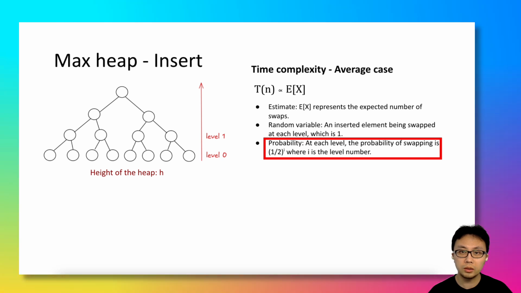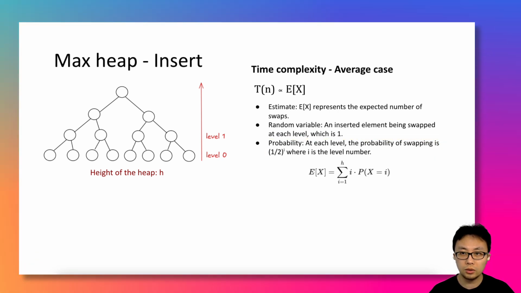Then we will say that at an arbitrary level i, the probability of swapping is 1 divided by 2, then power 2i. Meaning that you need to multiply as many 50% as there are in all the previous levels to account for swapping happening in all those levels. With the 3 things set up, you're ready to calculate the expected number of swaps.